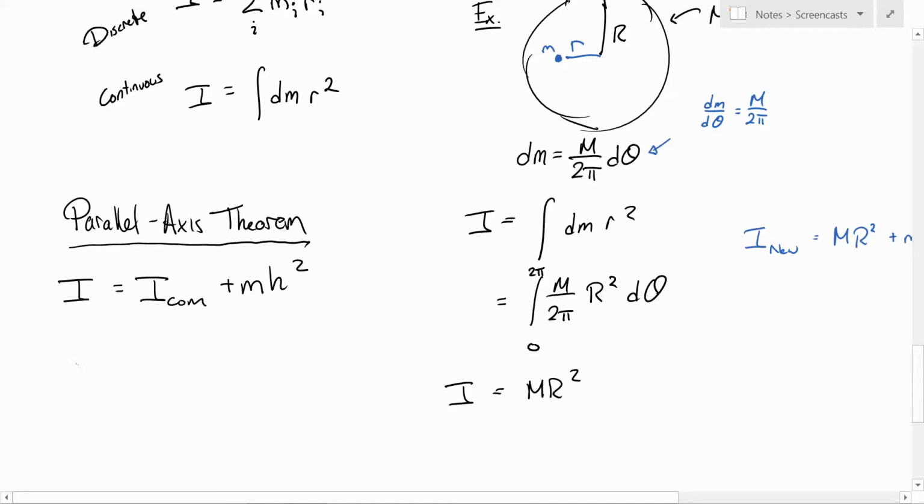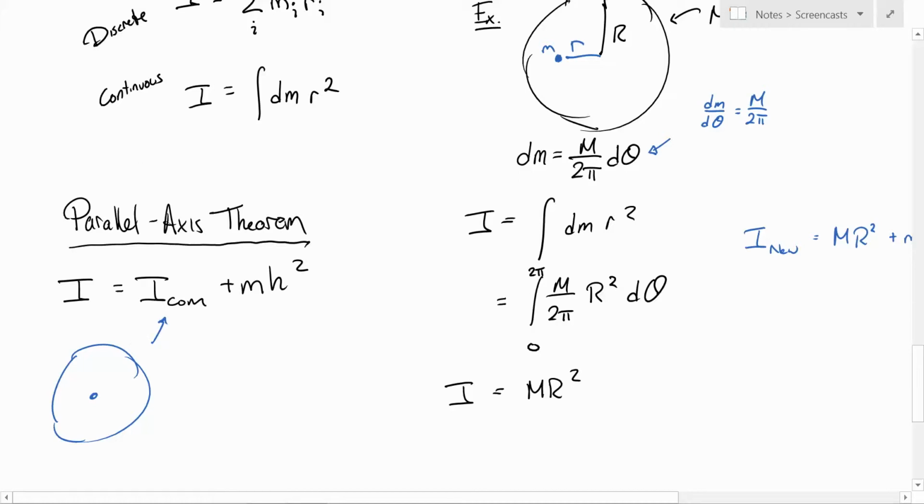And the idea with the parallel axis theorem is that if I have an axis through this hoop through the center of it, and I know I can spin around that axis, that's great. That is going to give me this moment of inertia here, I-C-O-M.